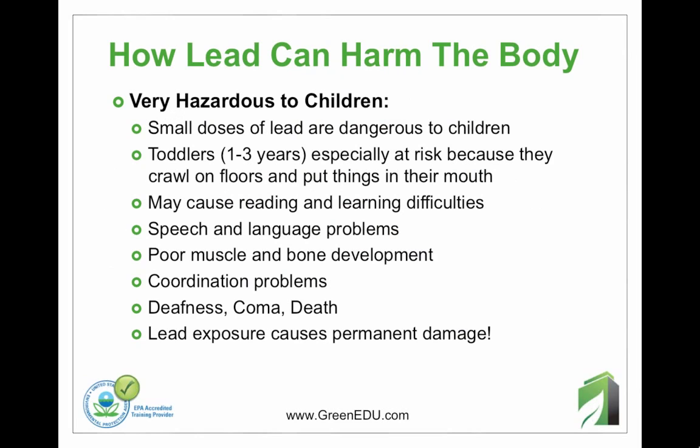Very small doses. The CDC, the Center for Disease Control and Prevention, has lowered what they used to call a level of concern, which is now a reference level, to anything above 5 micrograms per deciliter of blood. We're talking about very small trace amounts can cause harm to children. Some of the causes, it may cause reading and learning difficulties, speech and language problems, and the reason being is when lead gets into your blood, it pretty much attaches itself to red blood cells, and we know that red blood cells carry oxygen around the body.